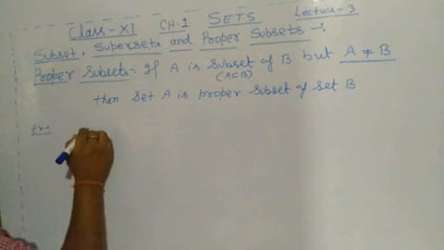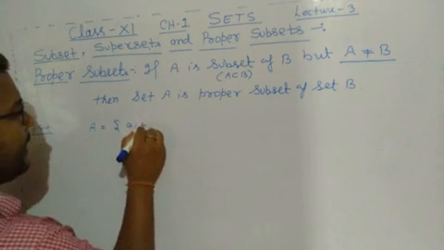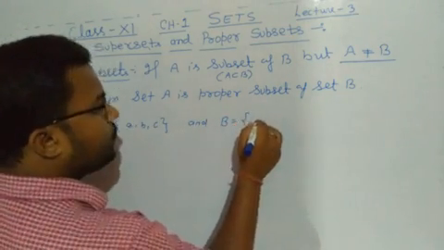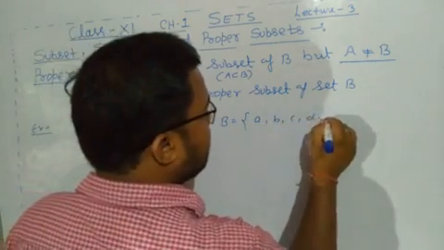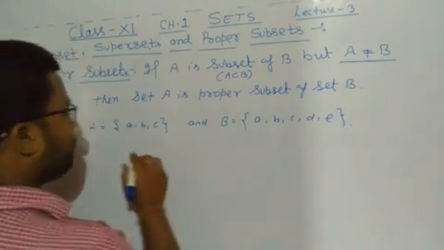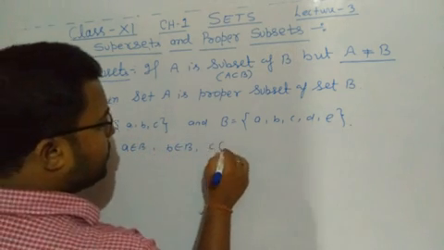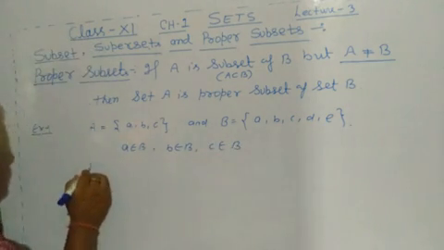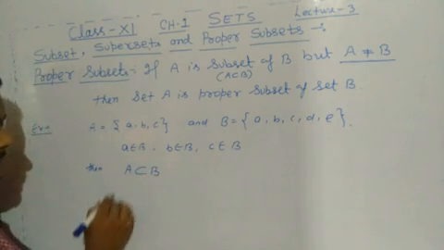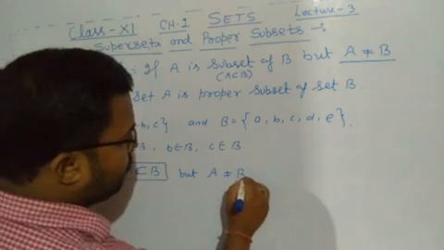For example, A is equal to {a, b, c} and set B is equal to {a, b, c, d, e}. Okay students, so set A is equal to {a, b, c}, and a belongs to B, b belongs to B, c belongs to B. Then A is a proper subset of B, but A is not equal to B.